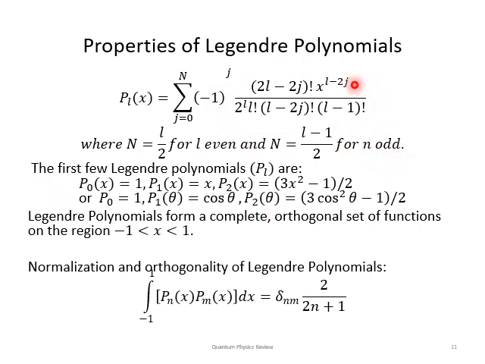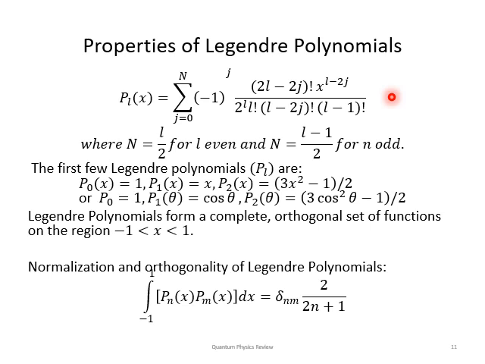The first few Legendre polynomials are P0, so L equals 0, is just a constant 1. P1 is x, P2 is 3x squared minus 1. Remember, we made a substitution, x is equal to cosine theta, so I've just written this out all again, explicitly putting the cosine thetas, P of theta now. That just happens to be the first three, and you can generate any order that you like using this relationship.